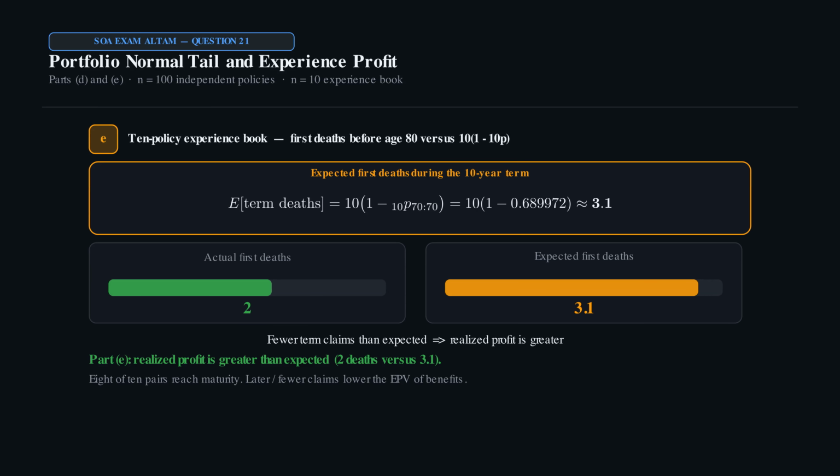Part E is a 10-policy experience book. Expected first deaths during the 10-year term are 10 times 1 minus 0.689972, which is about 3.1. Only 2 pairs actually had a first death. 8 of 10 pairs reach maturity. Later and fewer claims lower the expected present value of benefits, so realized profit is greater than expected.